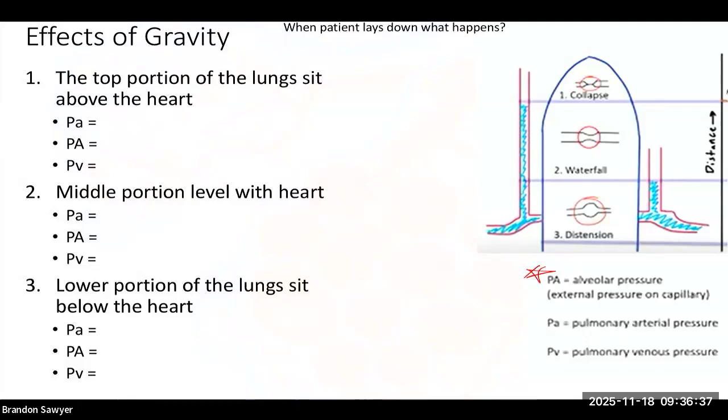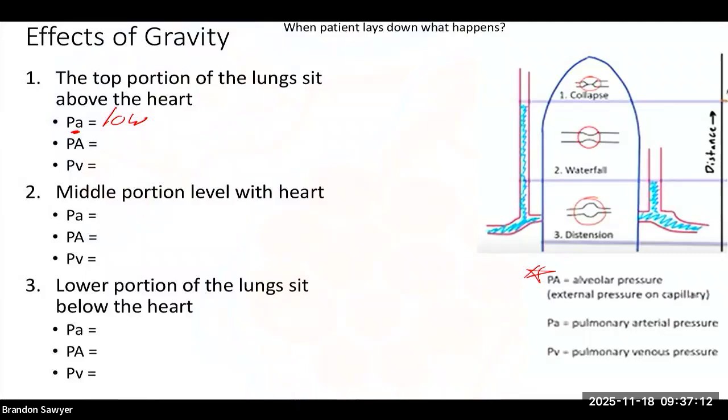The arterial pressure, the P with the little a, is going to be the lowest up here because it's hard to get blood up there. The heart is pumping the blood up through the pulmonary arteries, and not as much blood gets up to this spot because of the effects of gravity. So the pressure that we create in those pulmonary arterioles is not as high at the top of the lungs.